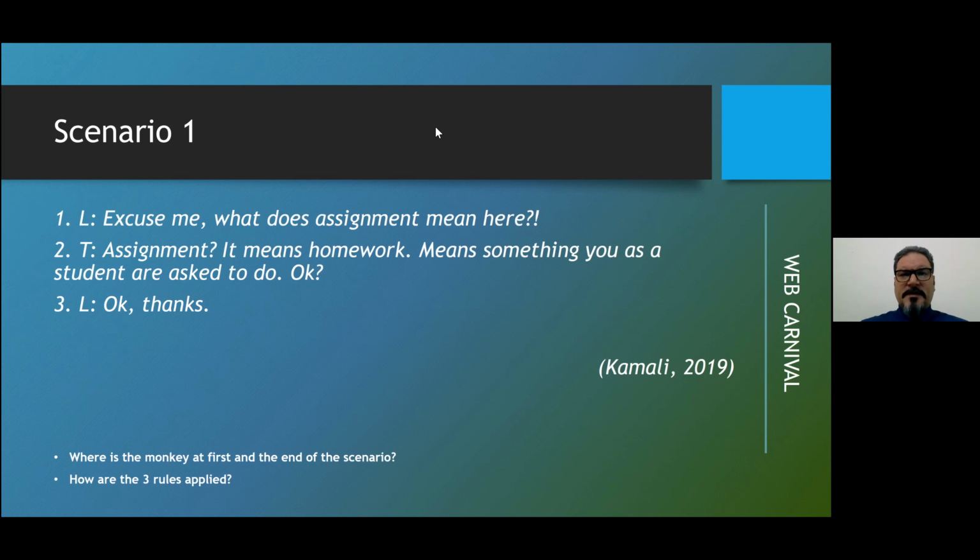Okay, now let's talk about this. So what do you think? Where is the monkey at the beginning and at the end of the scenario? Is it on a student's shoulder or teacher's shoulder?